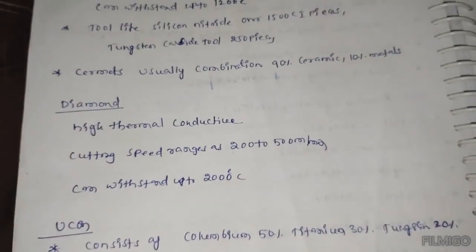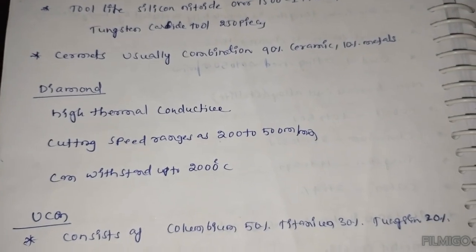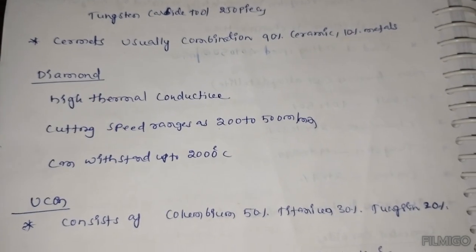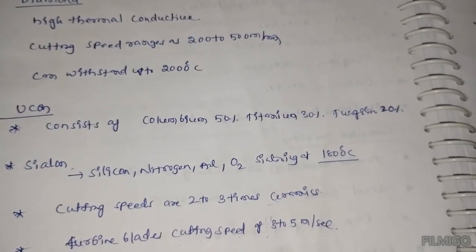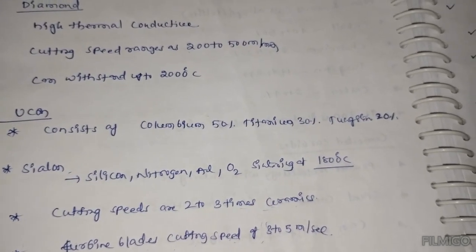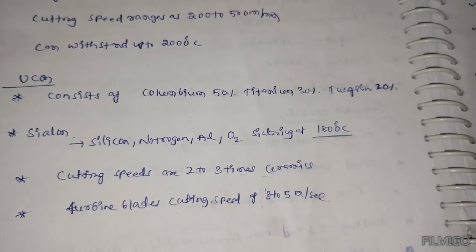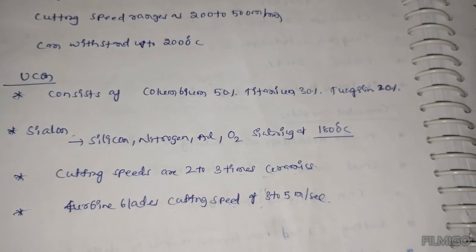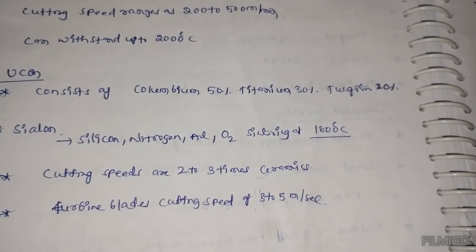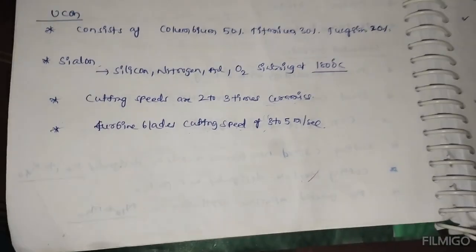And diamond: high thermal conductance, cutting speed ranges from 200 to 500 meters per minute, and can withstand up to 2000 degrees centigrade. Consists of columbium 50%, titanium 30%, tungsten 20%. Silicon nitride, Al2O3, sintering at 1800 degrees centigrade. Cutting speeds are 2 to 3 times those of ceramics. For turbine blades, cutting speed is 3 to 5 meters per second.